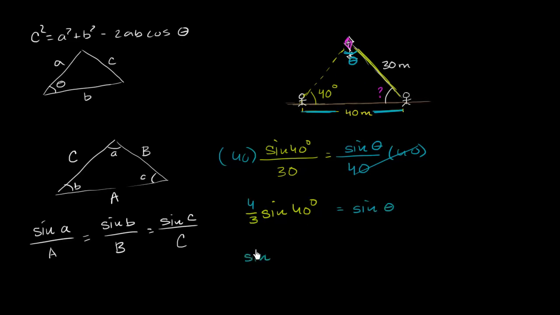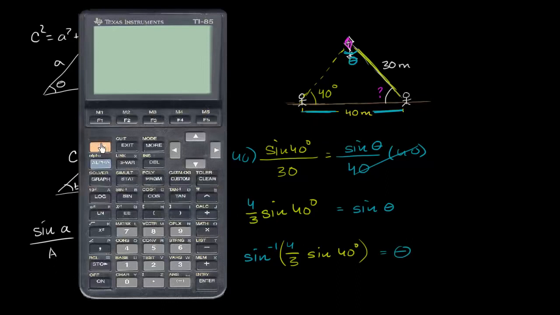So inverse sine of 4/3 sine of 40 degrees, I'll put some parentheses here, is equal to theta. And that will give us this angle, and then we can use that information and this information to figure out the angle that we really care about. So let's get a calculator out and see if we can calculate it. Let me just verify I am in degree mode. Very important. All right, now I'm going to take the inverse sine of 4/3 times sine of 40 degrees.